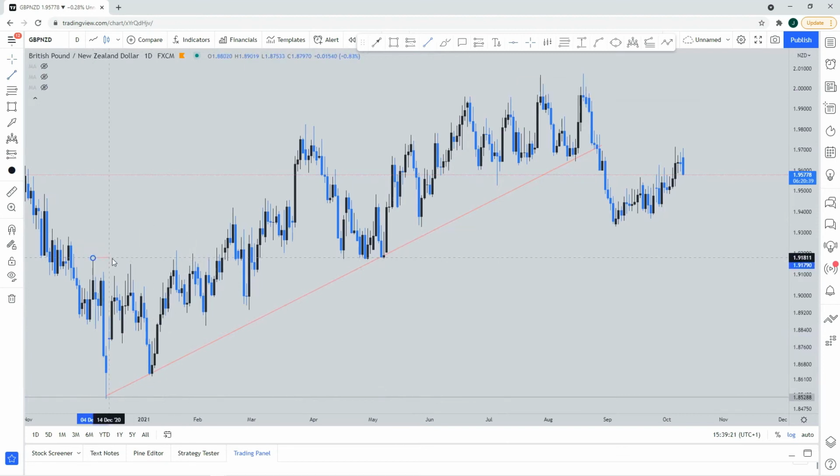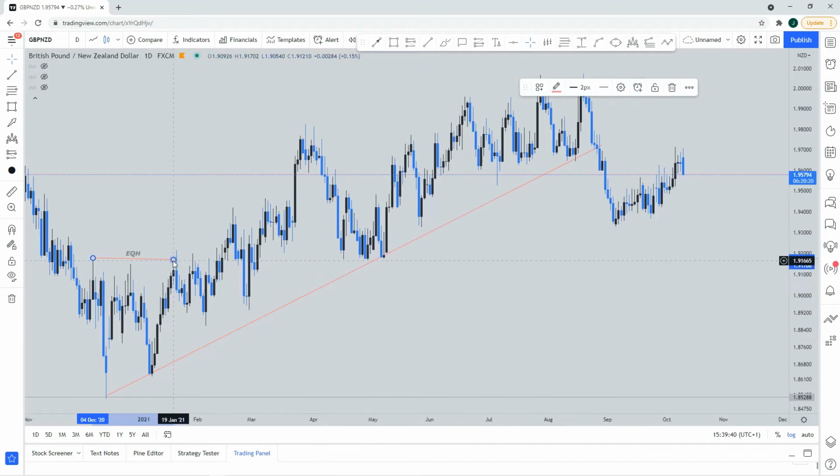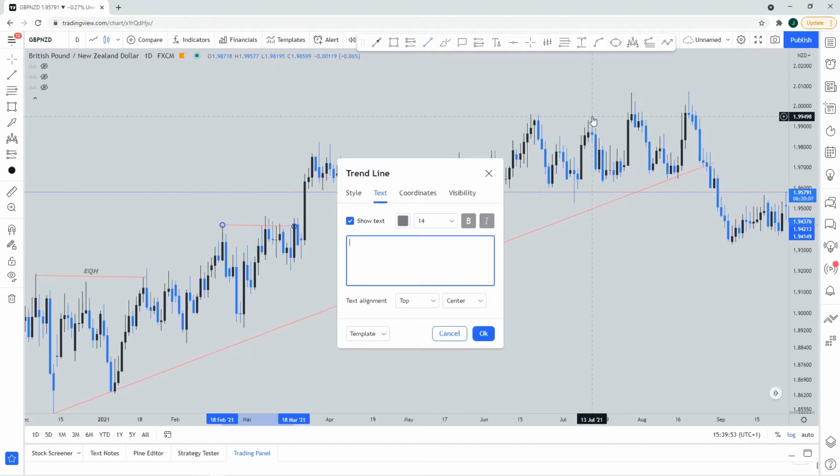From that to this right there is an equal high here. So what I normally put there, let me just show you, E stands for equal, and then you put H. So I'll just put EQH here, which stands for equal high. And then after that equal high, what you can see we have here is a break of structure. So you can see we have a BOS right there. So what I'll do, I'll come up and I'll just put BOS, right?